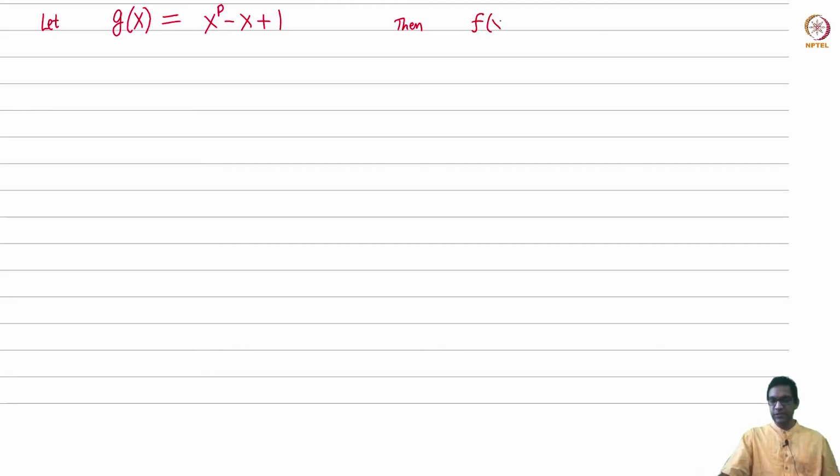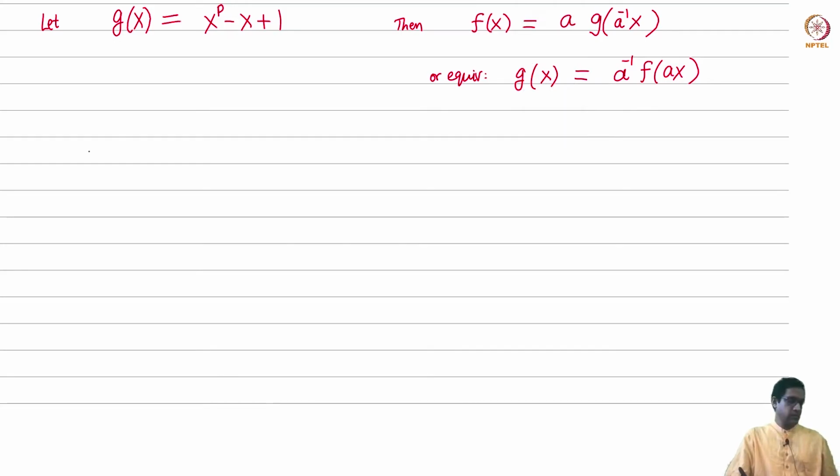Then observe that f and g are more or less the same polynomial, they just differ by this following very simple transformation. I can change variable to A inverse x and I pull out a common factor of A. Okay, so f of x is just a times g of A inverse x, or equivalently I can change x to ax and write this as g of x is nothing but A inverse f of ax. Okay, so what's all this in aid of? Well, in particular, this means the following.